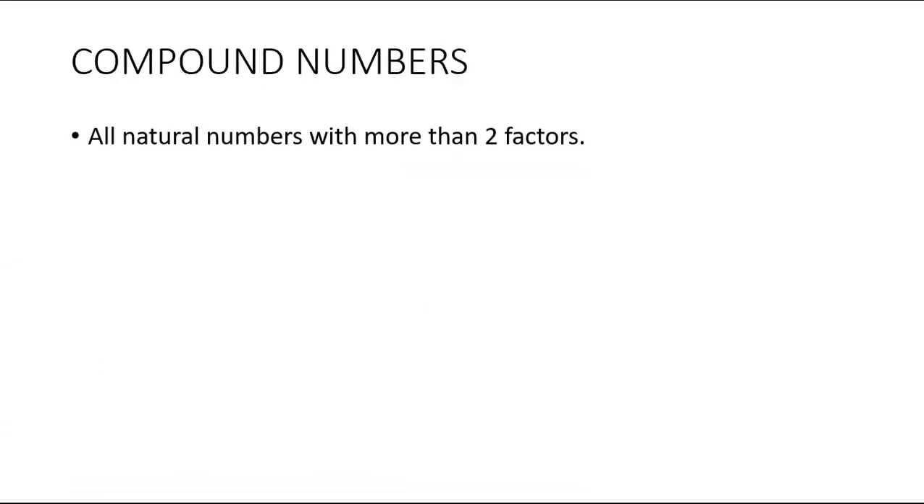Now, compound numbers are all natural numbers with more than two factors. And what are those? It'll basically be these ones. We have 4, 6, 8, and 9. They have more than two factors. We have done factors. So factors of 4 will be 1, 2, and 4 itself. So it has more than two factors. 6 will be 1, 2, 3, and 6 itself. So any number that has more than two factors, we call it a compound number.